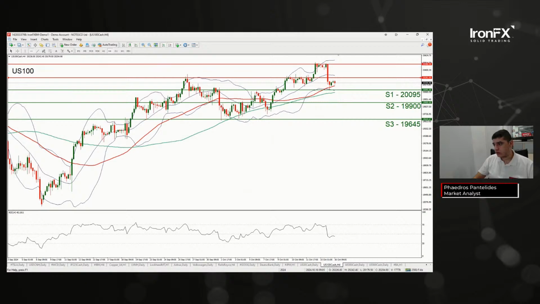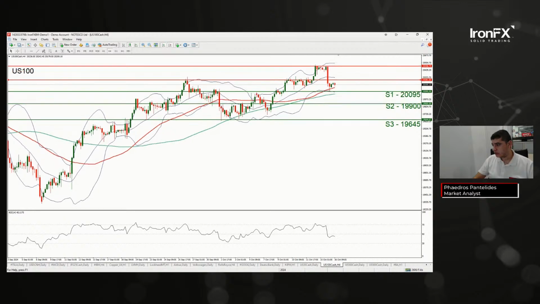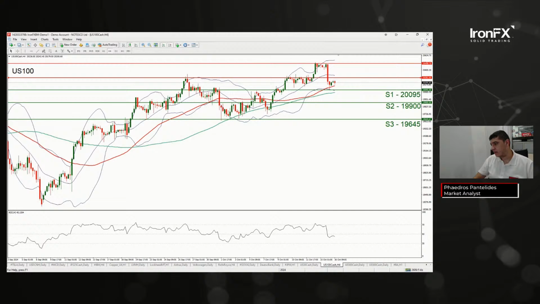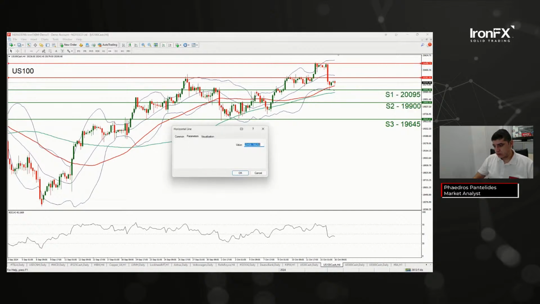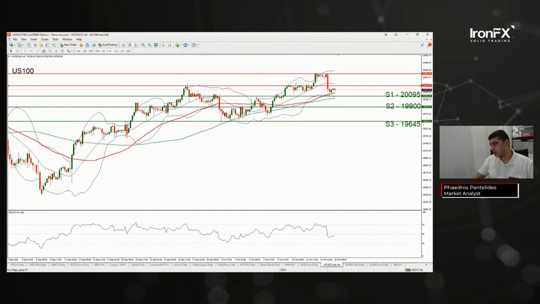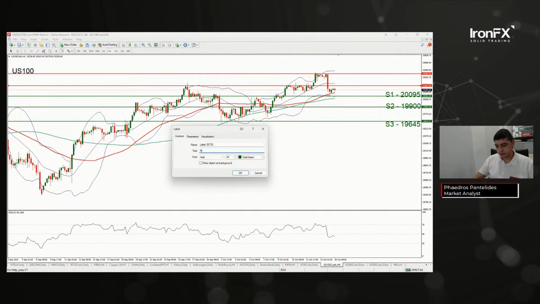For my R2, at this peak here, same scenario, acted as resistance, and then it left about, let's say, 200 between one another, so 20,400 or 20,500. So I would be placing it at 20,800, my R3. Roughly the distance between R1 and R2.